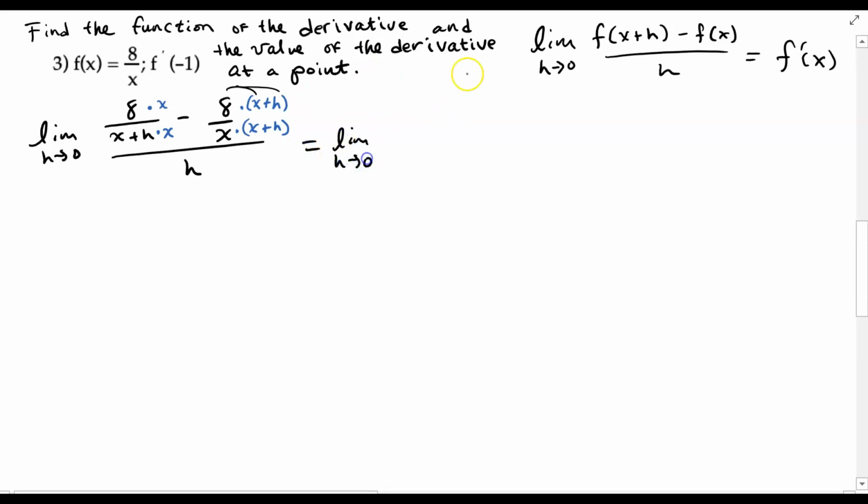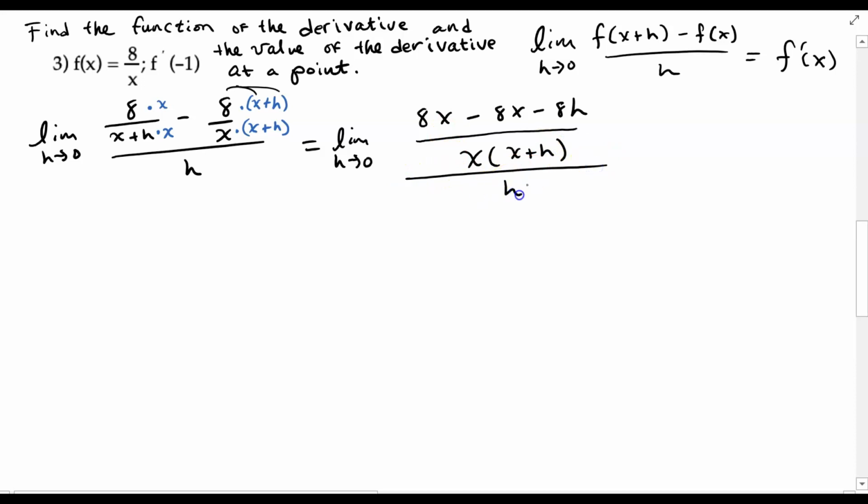The limit as h approaches 0, I'm going to have 8x minus 8x minus 8h. That's not too bad. All divided by x times x plus h. Okay, all of that divided by h. So it looks kind of weird, looks kind of wonky maybe, but that's okay. All right, looks something like this. And what I'm going to do is write this out. If you notice, we're dividing by h, so I'm going to write that as being multiplied by 1 over h. And I think that'll make this a lot nicer.